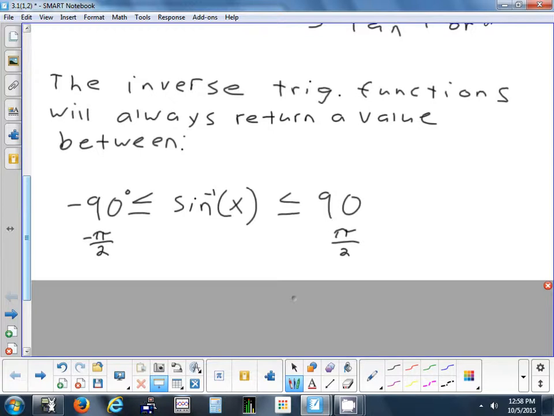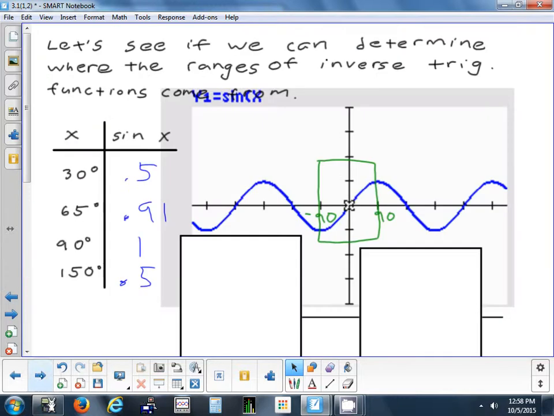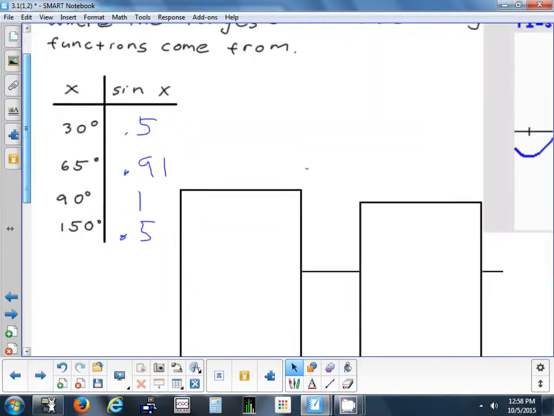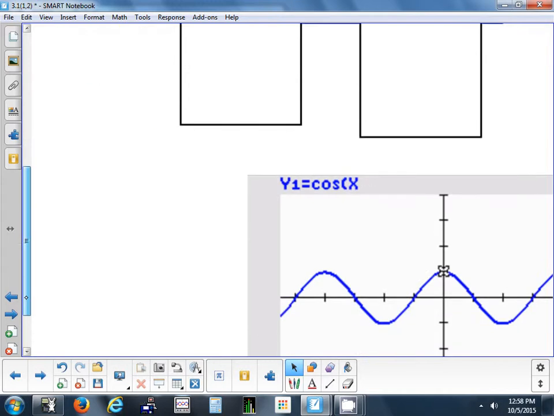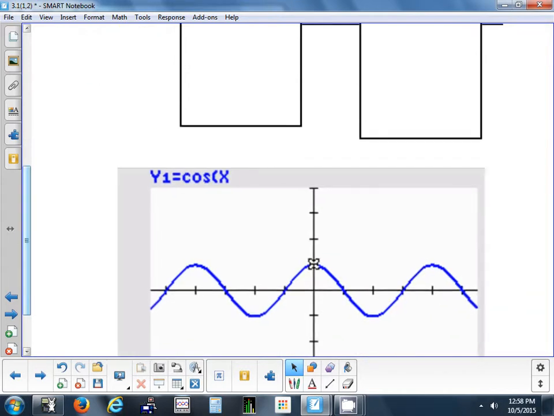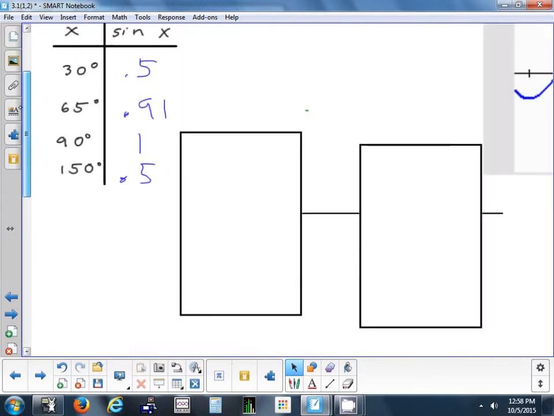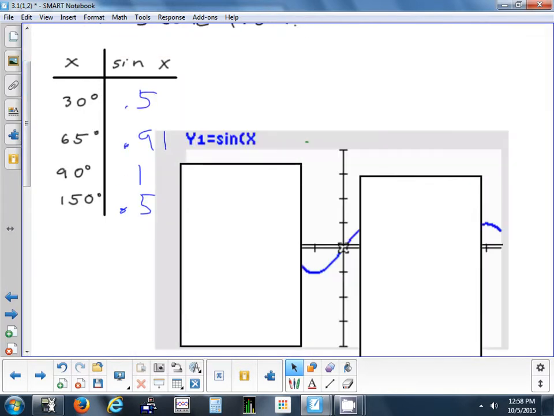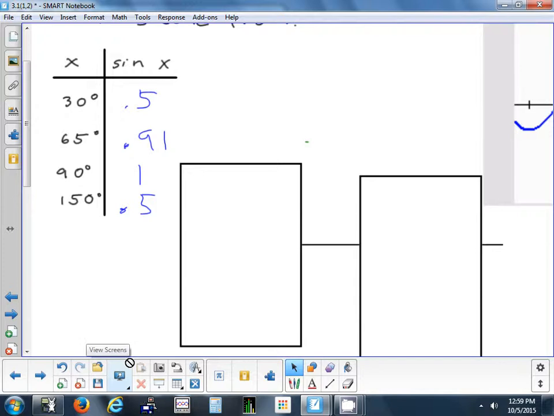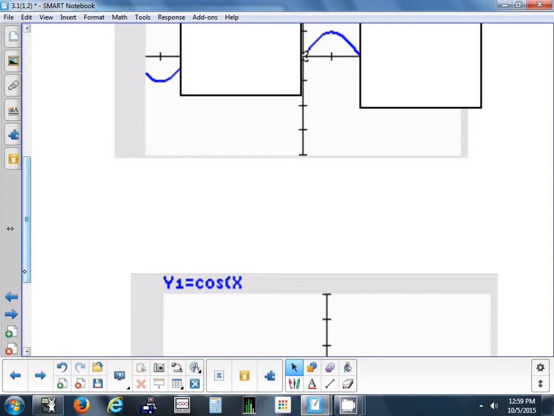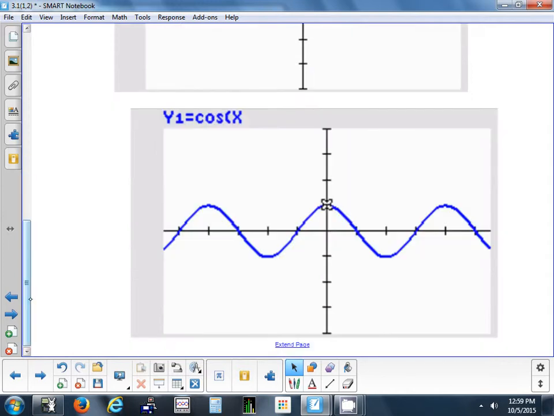All right, let's look at cosine. Let me just get rid of this. Put that over there. And here's cosine. Okay, it looks pretty similar. In fact, let me see if we can look at them both. See if you can tell the difference between them.